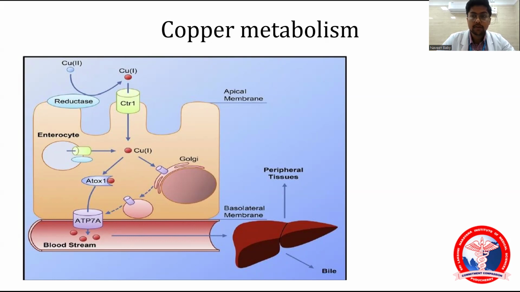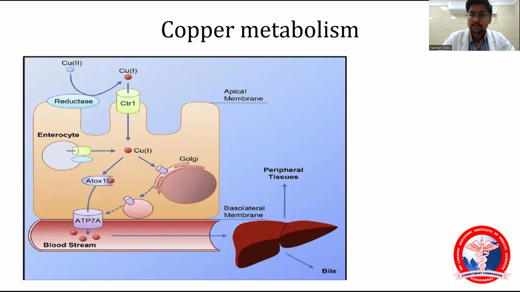Once the copper enters into the enterocyte, it can either be stored in the enterocyte in a metallothionein form, or it can get excreted into the bloodstream. When it gets secreted into the bloodstream, it is by means of an adenosine triphosphatase called ATP7A. Remember, the secretion from the enterocyte into the bloodstream at the level of the gut is by means of ATP7A.